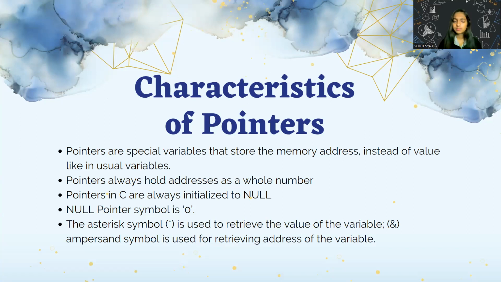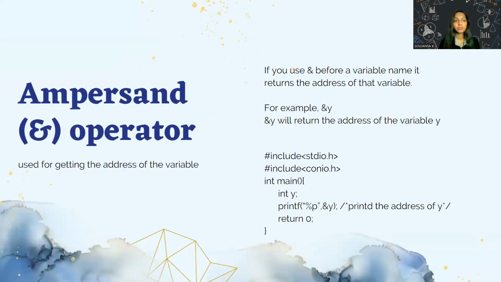The null pointer symbol is 0 because it is null. There is nothing inside. The asterisk symbol is used to retrieve the value of the variable, and the ampersand symbol is used to retrieve the address of the variable.